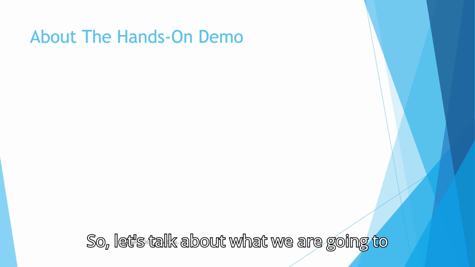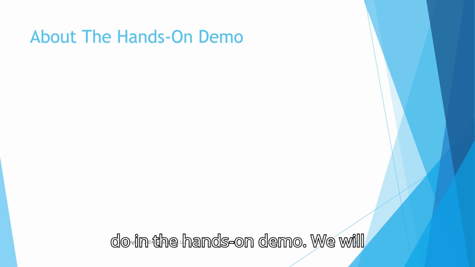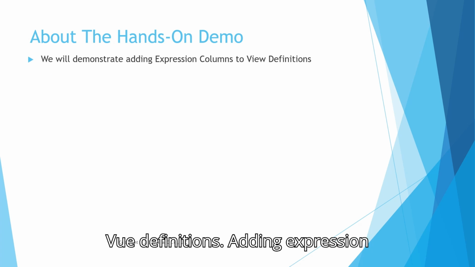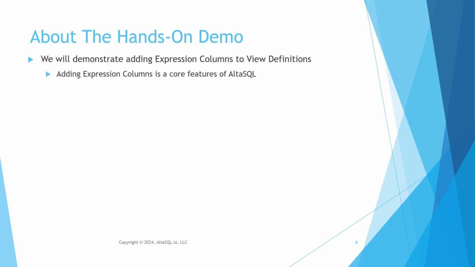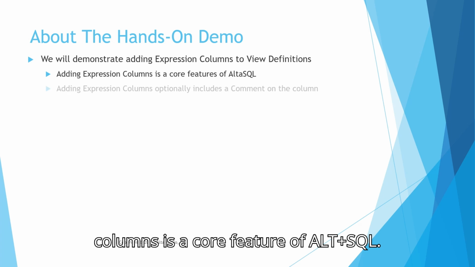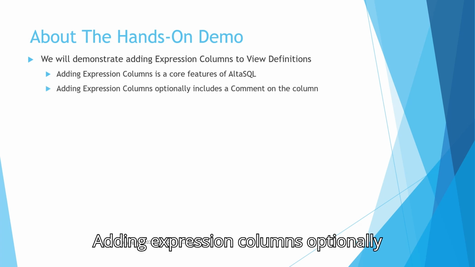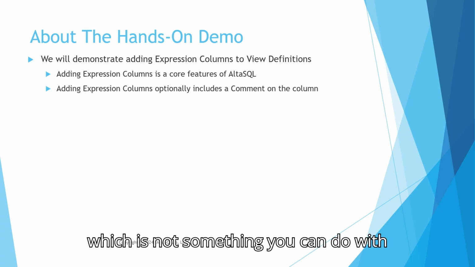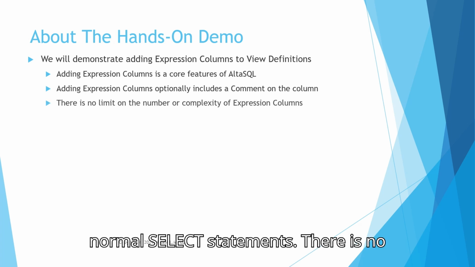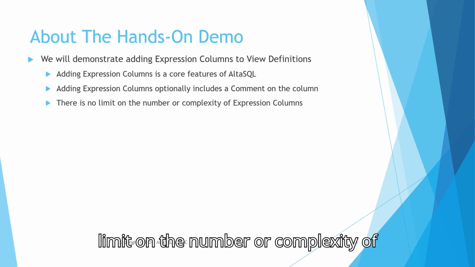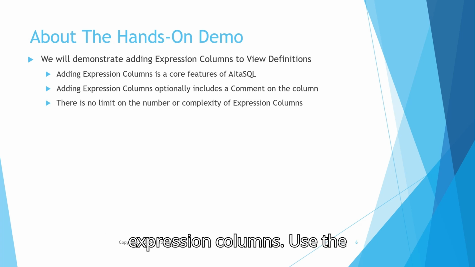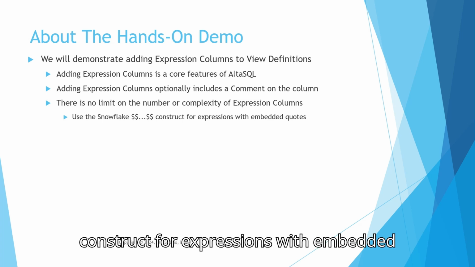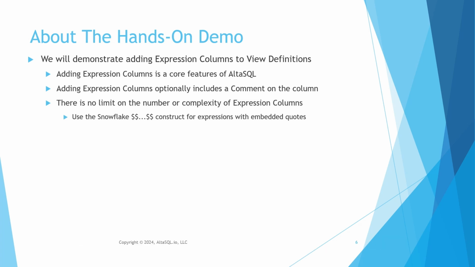So let's talk about what we are going to do in the hands-on demo. We will demonstrate adding expression columns to view definitions. Adding expression columns is a core feature of AltaSQL. Adding expression columns optionally includes having a comment on the column, which is not something you can do with normal select statements. There is no limit on the number or complexity of expression columns. Use the Snowflake double dollar construct for expressions with embedded quotes.